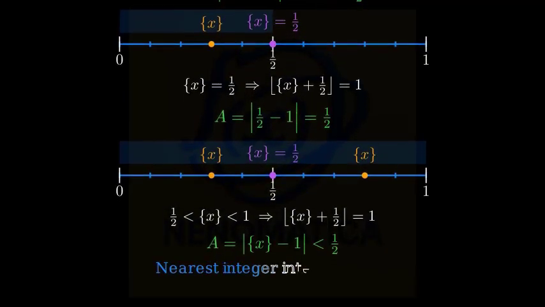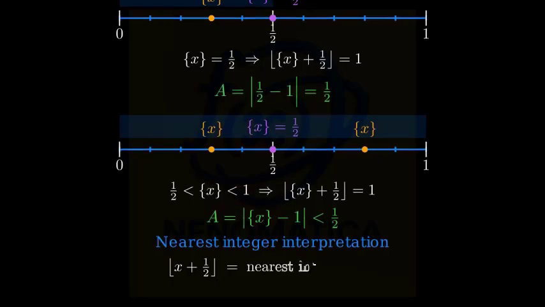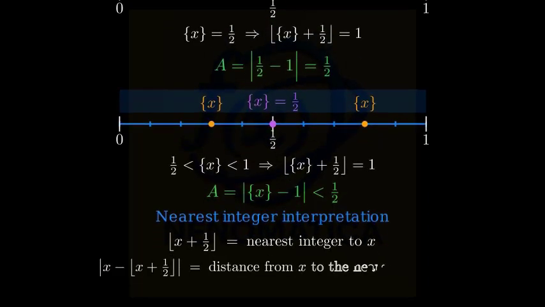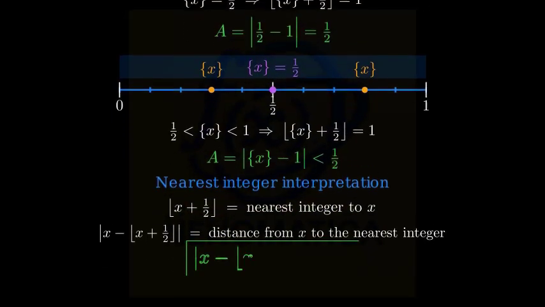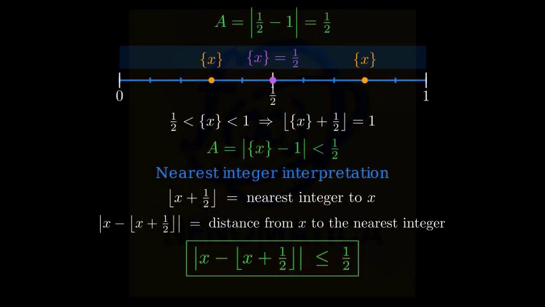A helpful interpretation is that the floor of x plus 1/2 equals the nearest integer to x. So the quantity we are measuring is the distance from x to the nearest integer, which cannot exceed 1/2. Combining all 3 cases, we conclude that for every real x, the absolute value of x minus the floor of x plus 1/2 is less than or equal to 1/2.